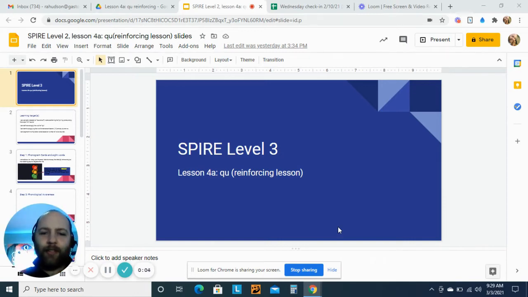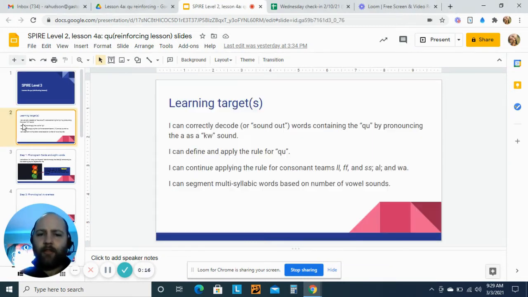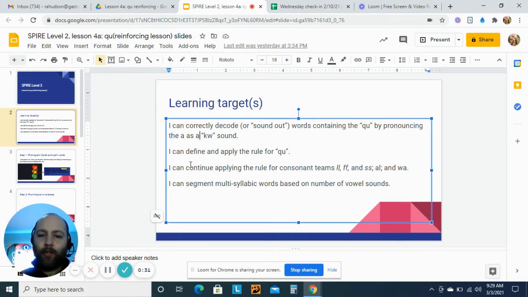Today we're going to be focusing on our reinforcing lesson for making the qu sound. So we're going to start off with our learning targets for today. Same as last time, I can correctly decode or sound out words containing the QU by pronouncing them as a qu sound. I can define and apply the rule for QU.